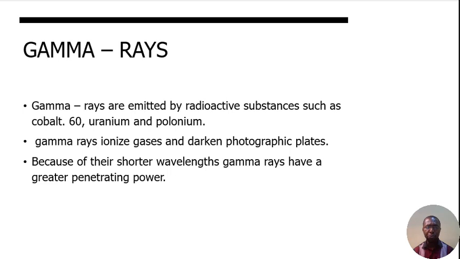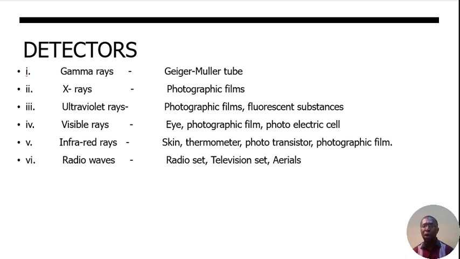Okay, so now there are instruments or tools that we use in detecting all of this radiation in the electromagnetic spectrum. For the gamma rays, we use the Geiger-Muller tube. For the X-ray, we use the photographic films. For the ultraviolet rays, we use the photographic film as well, and also the fluorescent substances. For the visible rays, we use our eyes. The visible ray is the light that we are talking about, the light ray. So we can use our eye to see it. We can use a photoelectric cell or a photographic film.